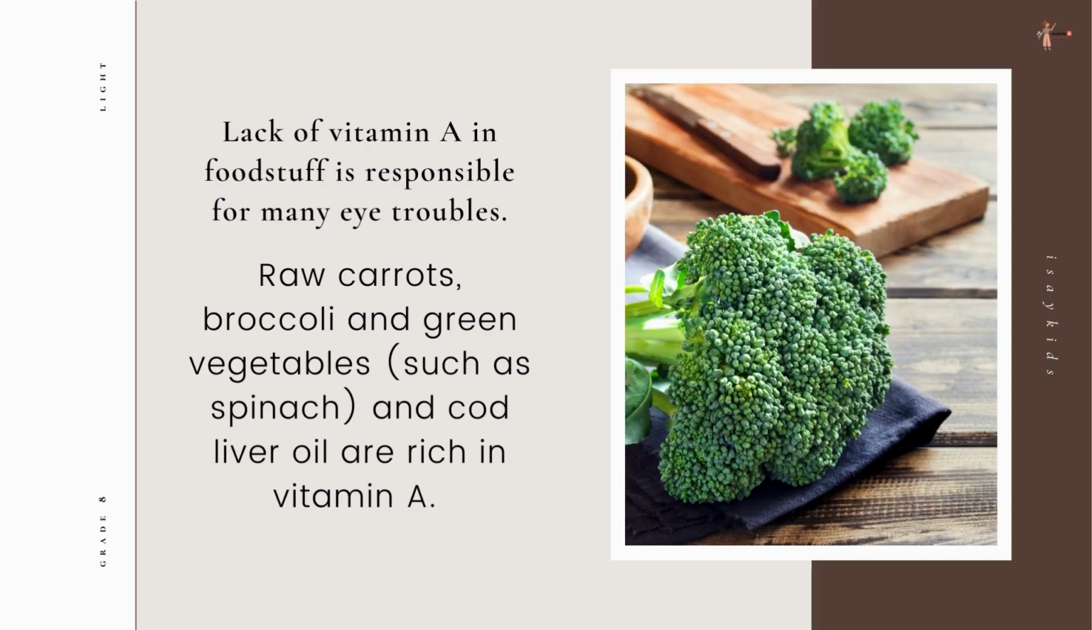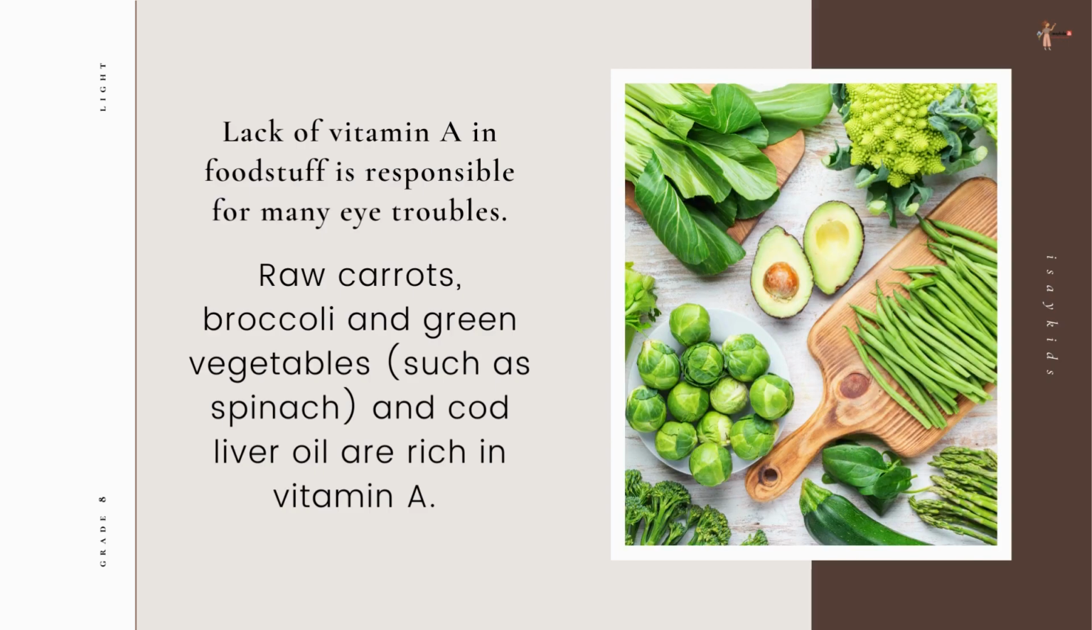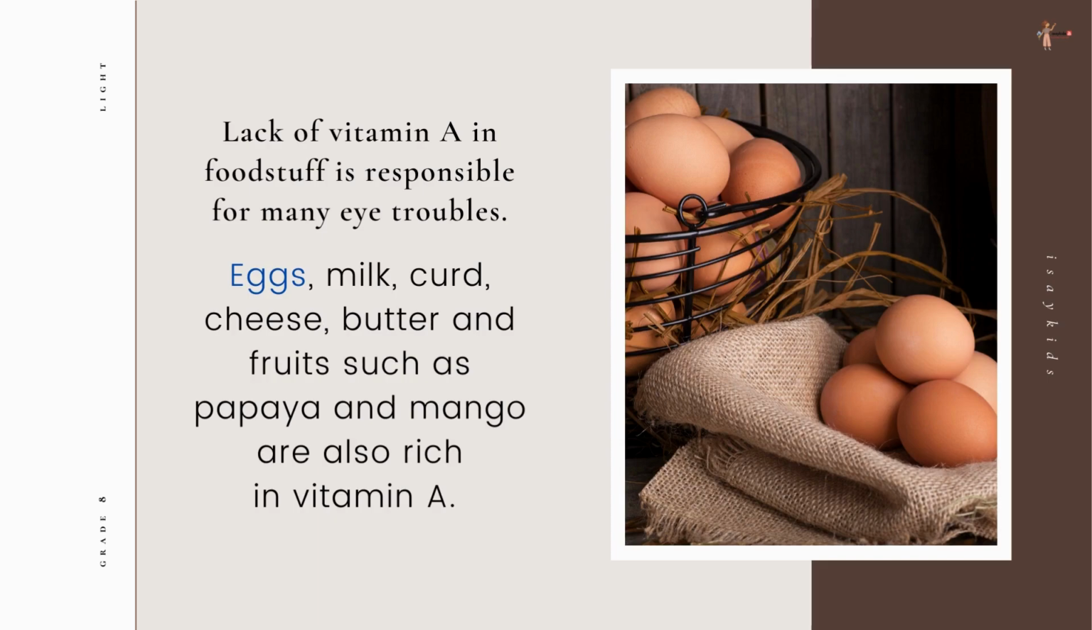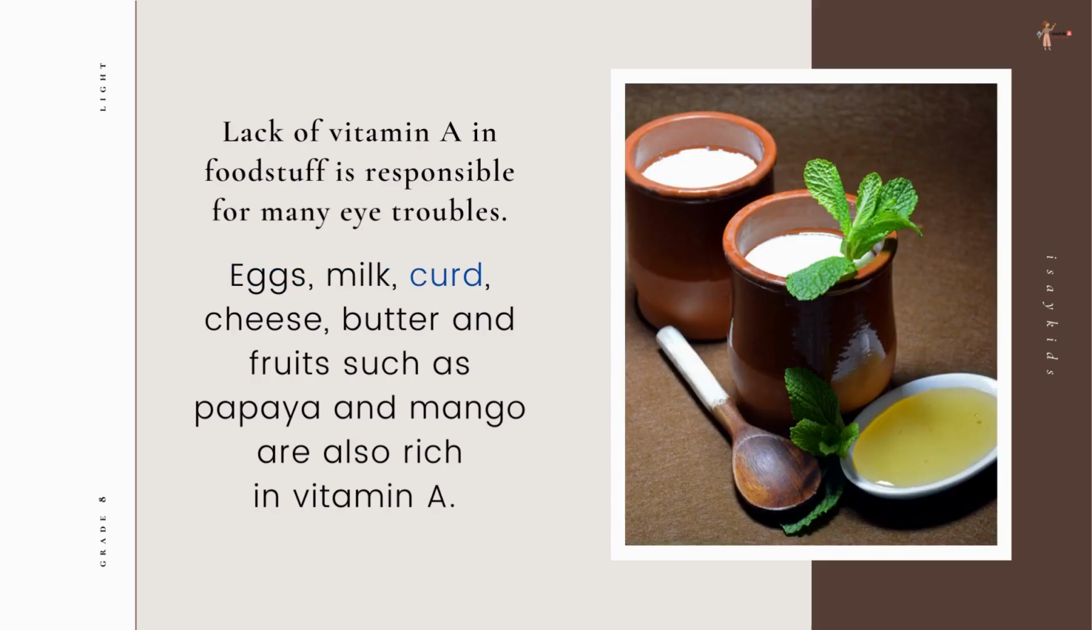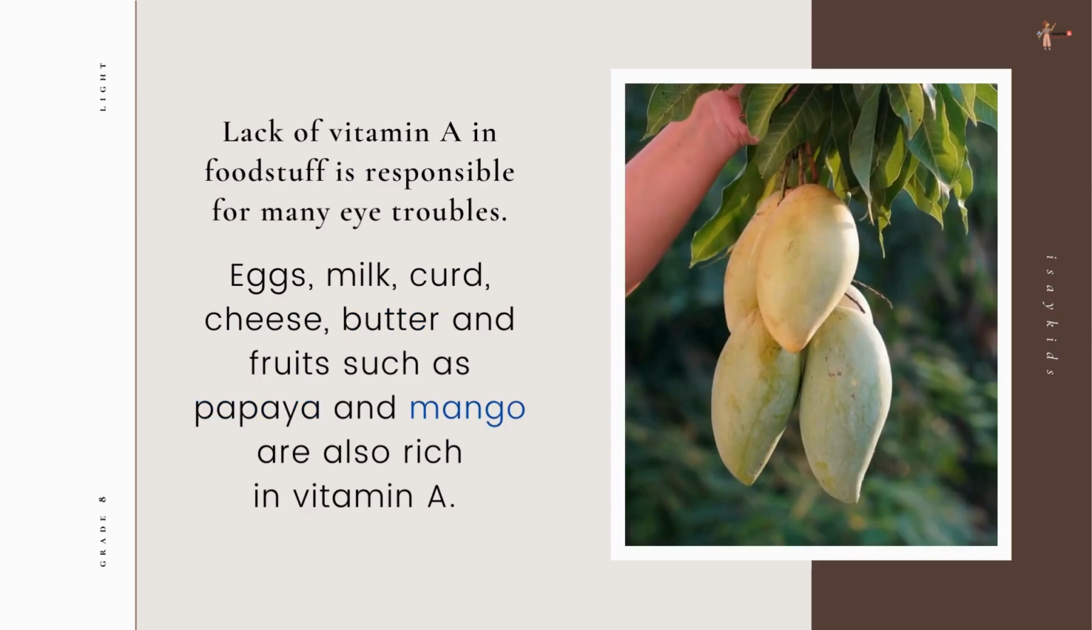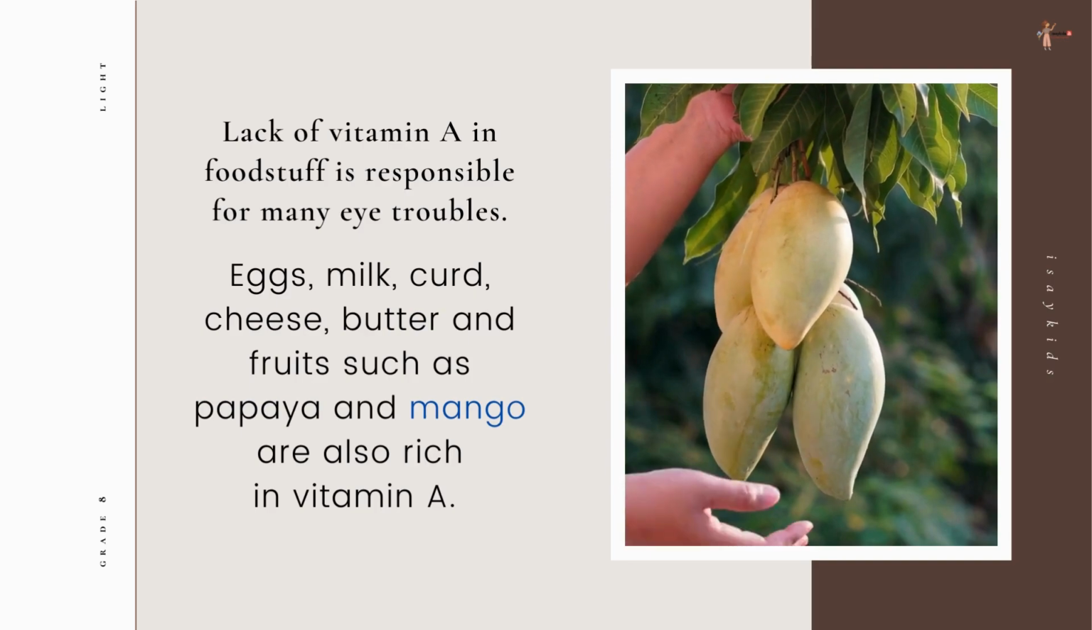Raw carrots, broccoli, and green vegetables such as spinach and cod liver oil are rich in vitamin A. Eggs, milk, curd, cheese, butter, and fruits such as papaya and mango are also rich in vitamin A.